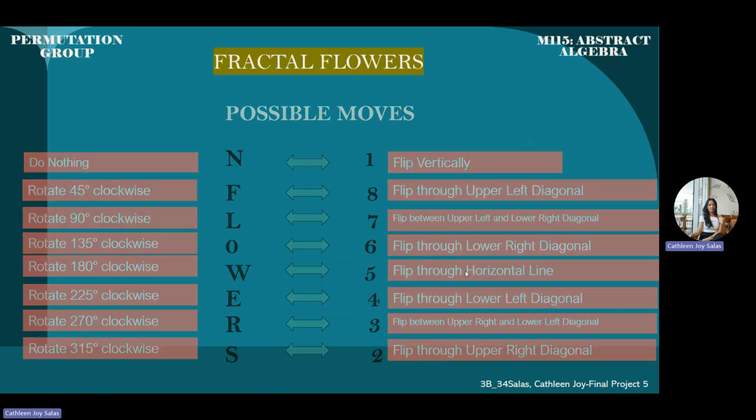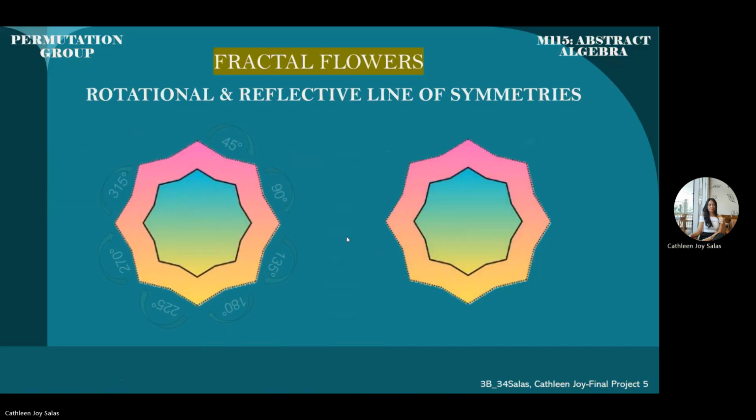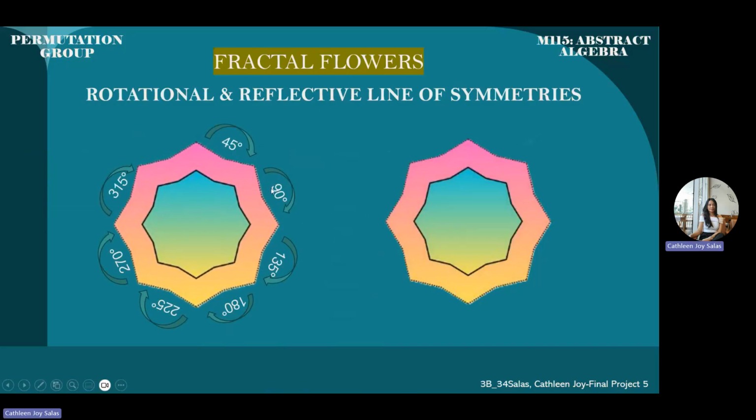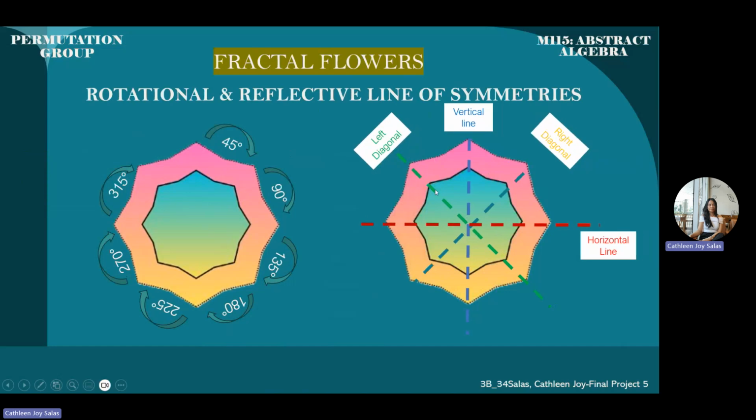To perform those possible moves, we need the rotational and reflective lines of symmetries. So we have here the 45-degree rotation, 90-degree rotation, 135-degree rotation, 180-degree rotation, 225-degree rotation, 270-degree rotation, and 315-degree rotation clockwise. And for our reflective lines of symmetries, we have the vertical line, left diagonal, right diagonal, and the horizontal line.